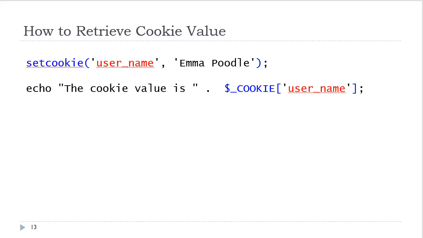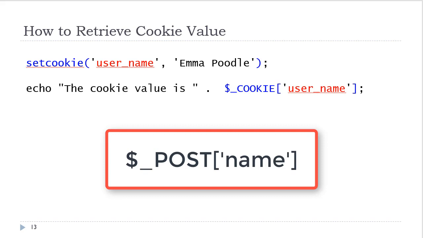So let's look at how we retrieve a cookie value. First, let's recall how we set it. Using the setcookie function, we give the cookie a name and a value, as we see here. We use the $_COOKIE variable, and we pass the parameter, the name of the cookie, and that will return the value. This is very similar to the $_POST, where we pass the name of the form element, and it returns the value. So the process is similar because we are working with associative arrays.